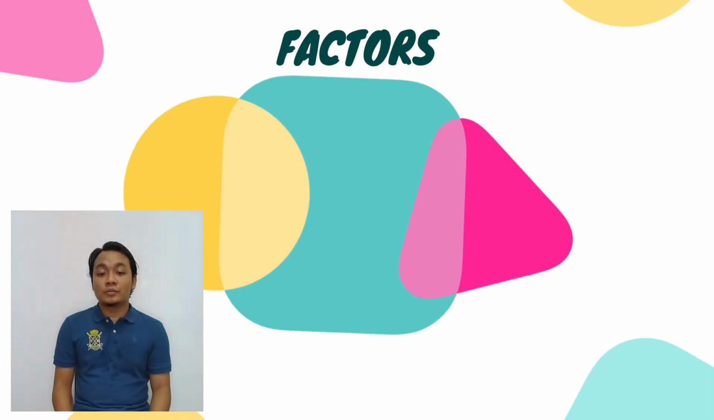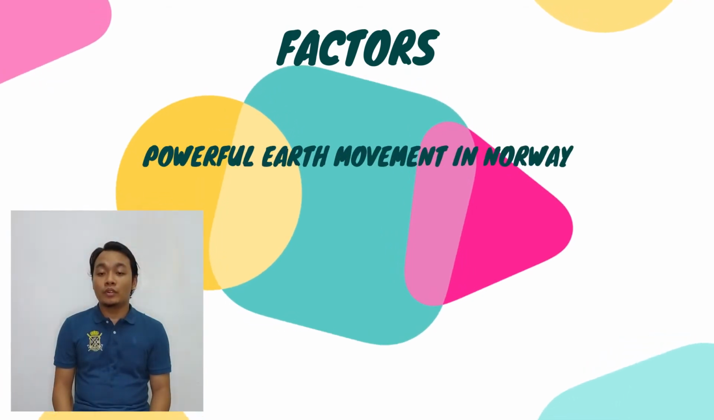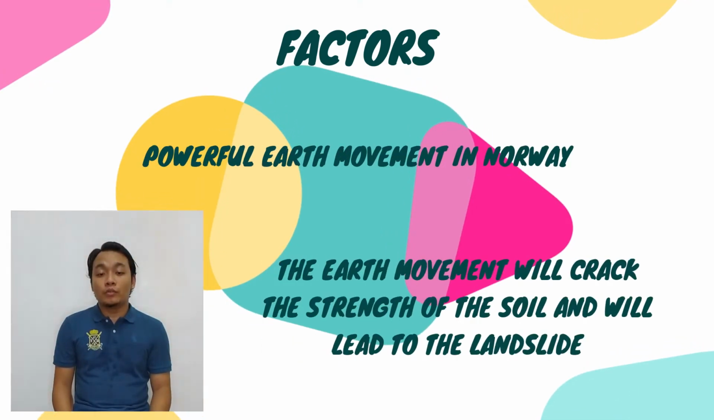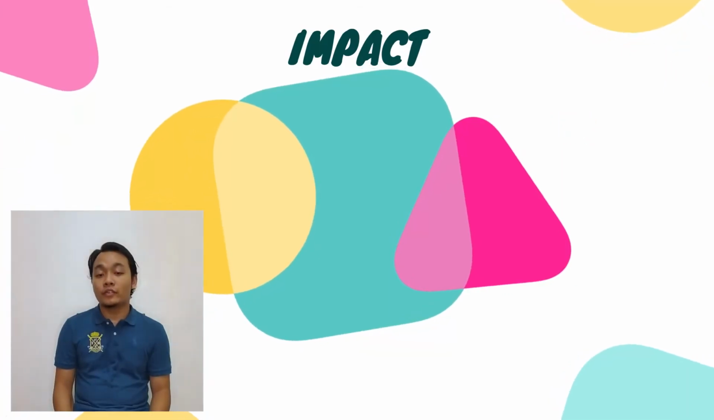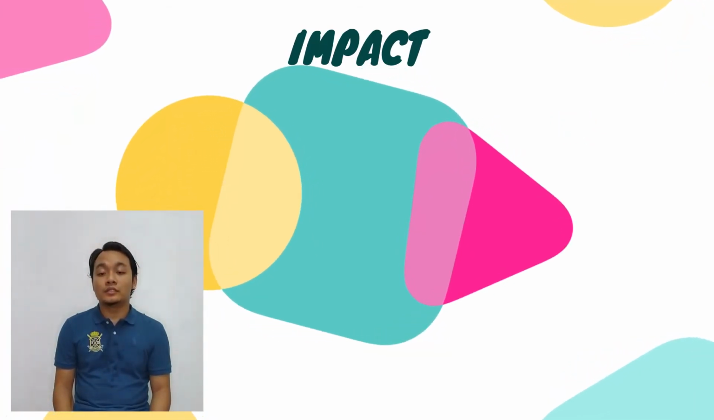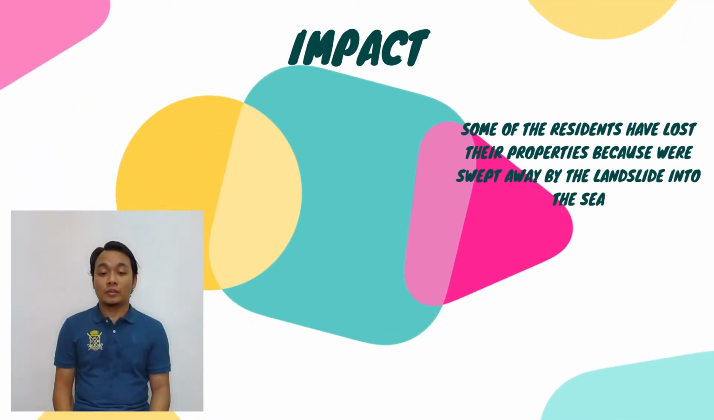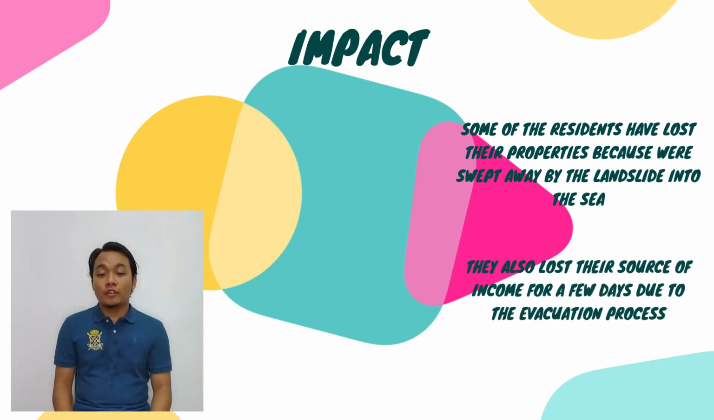The factor that contributed to the landslide is the powerful earth movement in Norway. The earth movement will crack the strength of the soil and lead to the landslide. The impact of the landslide in Norway is that some of the residents have lost their properties because their houses were swept away by the landslide into the sea. The residents also lost their source of income for a few days due to the evacuation process.